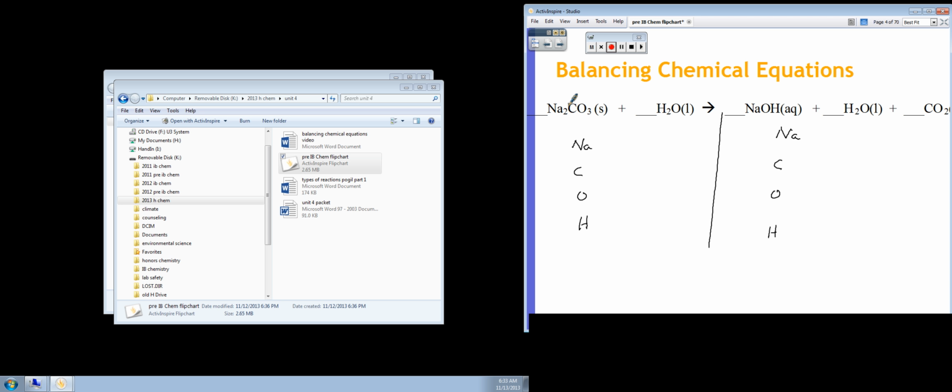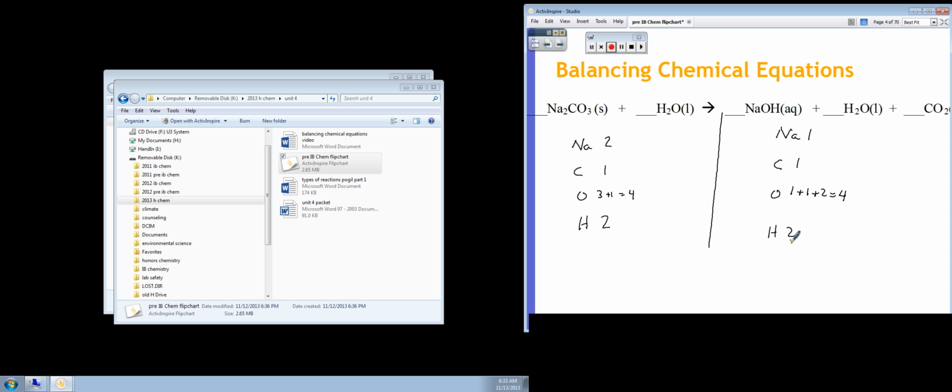On the reactant side, there are 2 sodiums, 1 carbon, 3 plus 1, or 4 oxygens, and 2 hydrogens. On the other side, we only have 1 sodium, we have 1 carbon, we have 1 plus 1 plus 2, or 4 oxygens and 2 hydrogens. Right now this is not balanced because the number of atoms on the one side does not equal the same number and type of atoms on the other side.